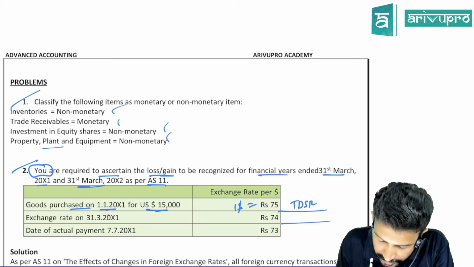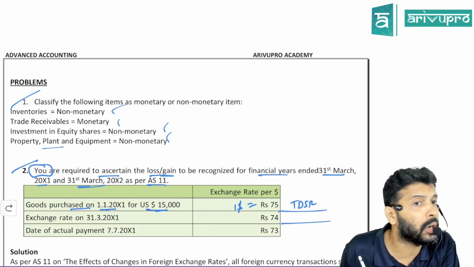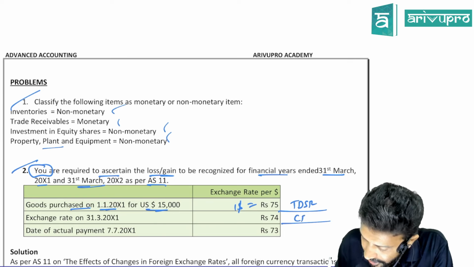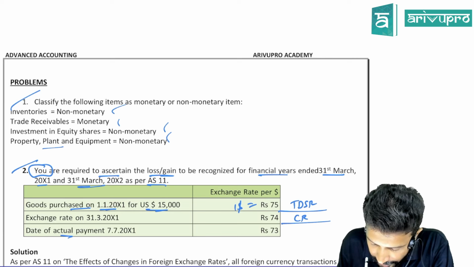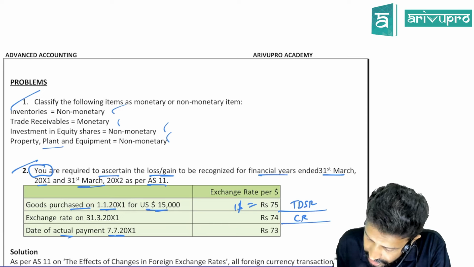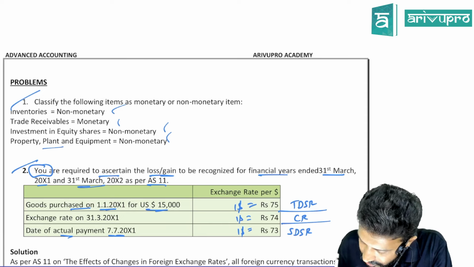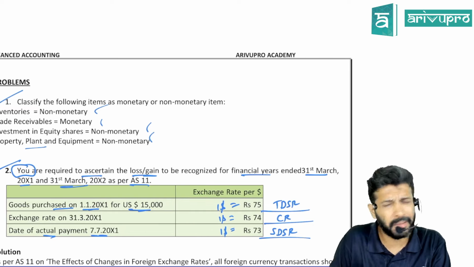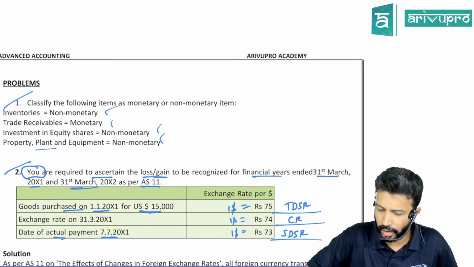Perfect. Exchange rate on 31st March. So 31st March is the date on which you close your books. The exchange rate on 31st March, what do we call it? CR, the closing rate. Date of actual payment was 7th July. That means this is a settlement. The exchange rate on the settlement date, we call SDSR, the settlement date spot rate. That's all. Same example we also took and solved. One more for practice.